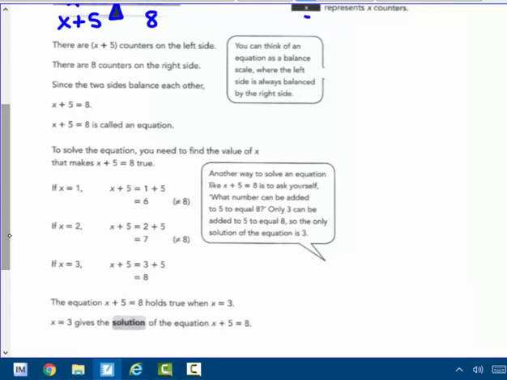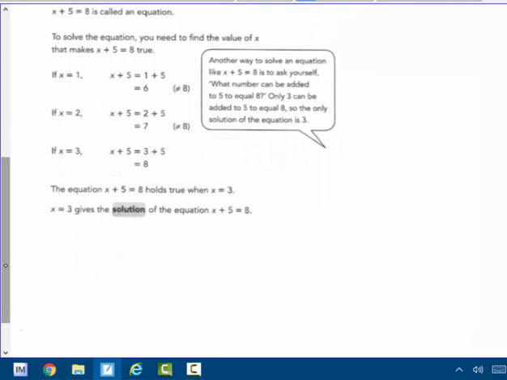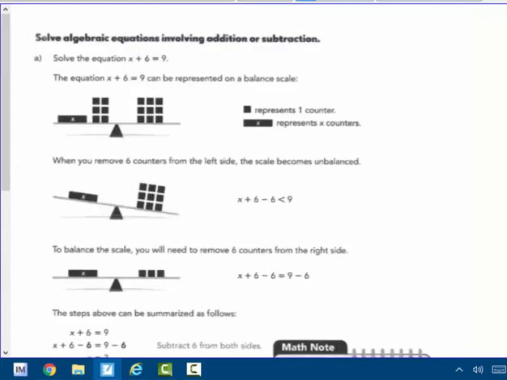To solve the equation, you need to find the value of x that makes x plus 5 equals 8 true. So if we say, what if x was 1? Well, we know 1 plus 5 is 6, not 8. If x is 2, well, 2 plus 5 is 7, not 8. If x is 3, ding, ding, ding, that equals 8. So the equation x plus 5 equals 8 holds true only when x equals 3. X equals 3 gives the solution of the equation. So it's the solution. Next page.